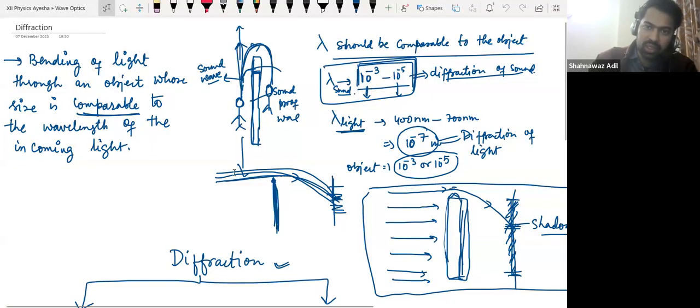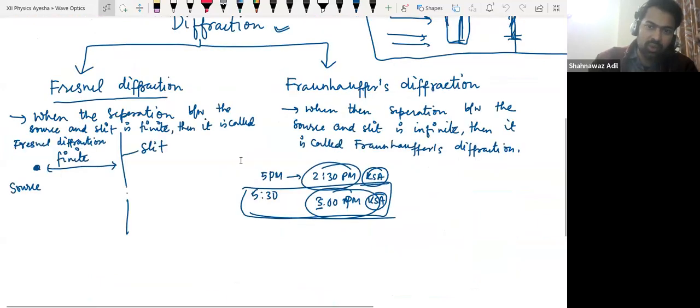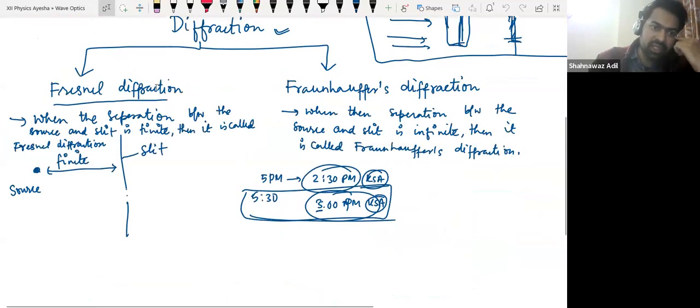One was this Fresnel diffraction, in which the source and the slit have finite distances between them. And the other one was this Fraunhofer diffraction. So in this one, we talked about that.